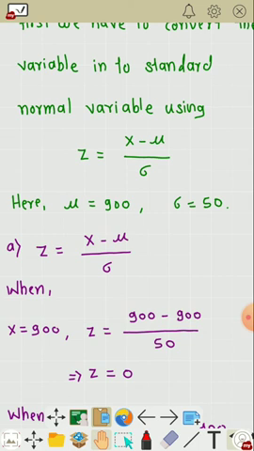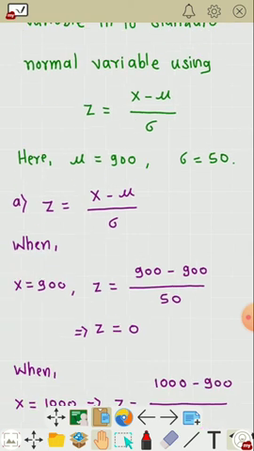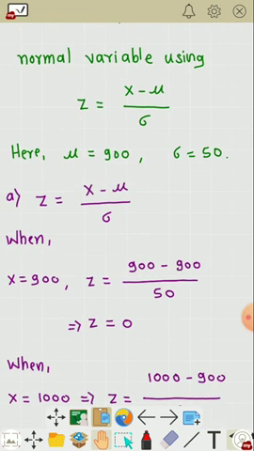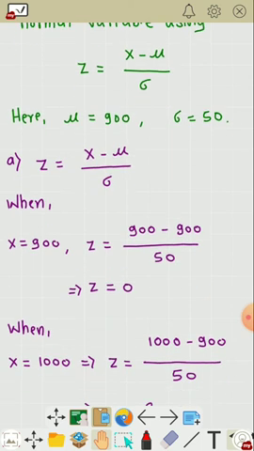So let us solve the first part, a. As z is equal to (x minus mu) upon sigma, when x is equal to 900, the value of z is equal to (900 minus 900) divided by 50. So 900 minus 900 is 0, divided by 50 is 0. So the value of z is equal to 0. So when x is equal to 900, z is equal to 0.